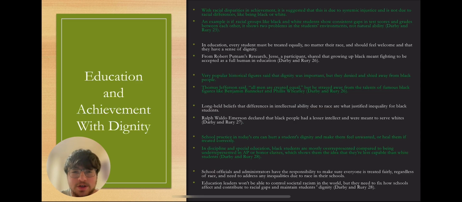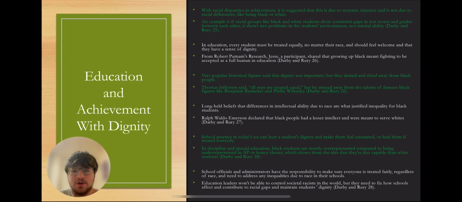Finally, education and achievement with dignity. With racial disparities in achievement, it is suggested that it is due to systemic injustice and is not due to racial differences like being black or white. An example is if racial groups like black and white students show consistent gaps in test scores and grades between each other, it shows the problems in the student's environment and not their natural ability.